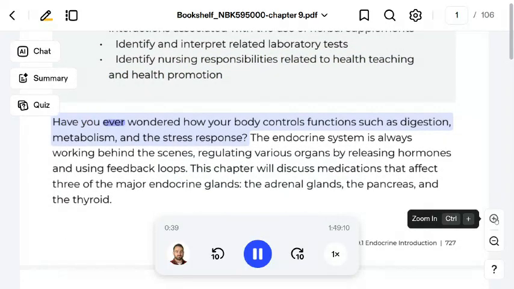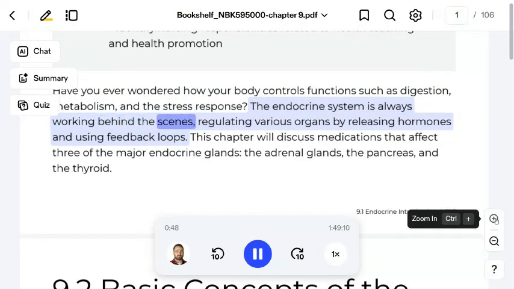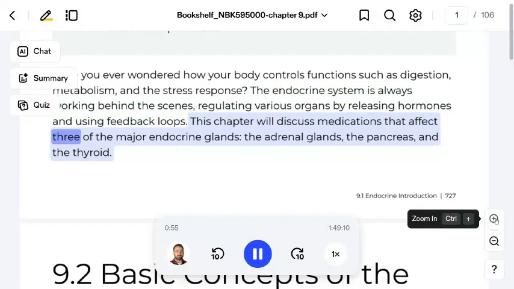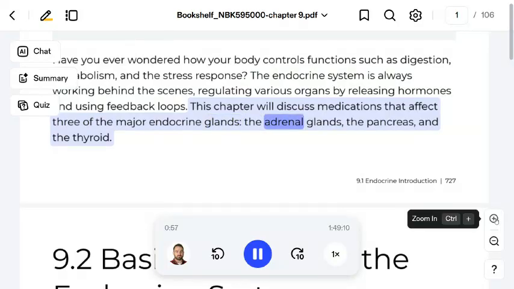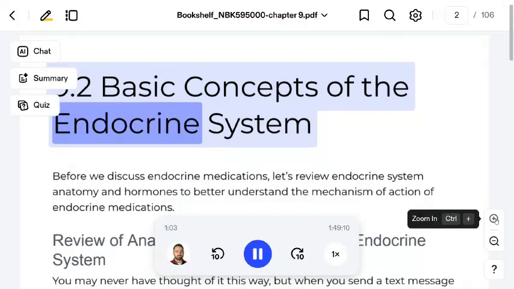Have you ever wondered how your body controls functions such as digestion, metabolism, and the stress response? The endocrine system is always working behind the scenes, regulating various organs by releasing hormones and using feedback loops. This chapter will discuss medications that affect 3 of the major endocrine glands: the adrenal glands, the pancreas, and the thyroid.